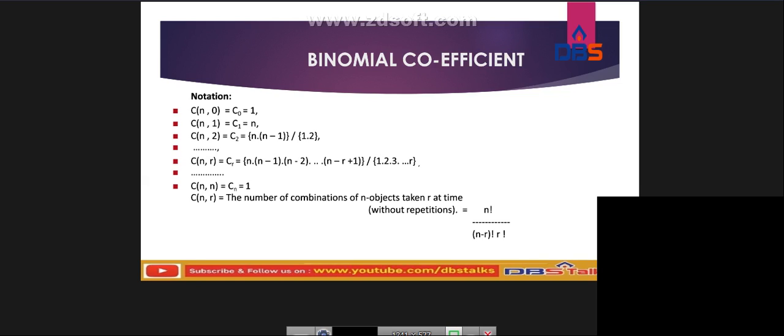Then C(n,r), that is the number of combinations of n objects taken r at a time, is n factorial divided by (n minus r) factorial times r factorial.